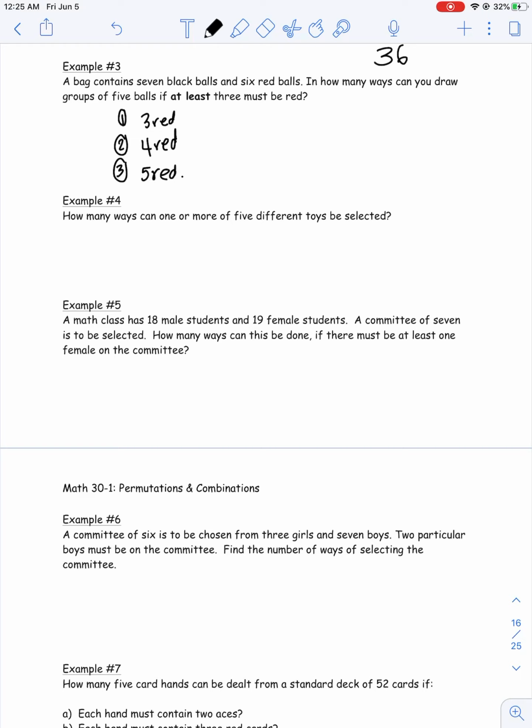5 red. And the reason we stop at 5 red is because we can only have 5 balls total. So that means we have to stop before we go over that limit. So in order to choose 3 red balls, there's 6 to choose from, and we're choosing 3. Then from 6, we're choosing 4, and then from 6, we're choosing 5.